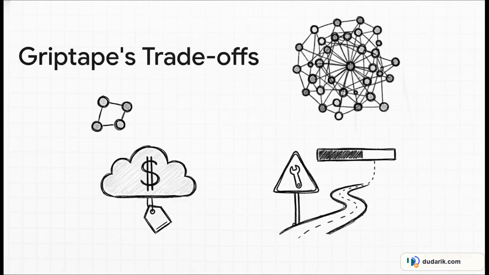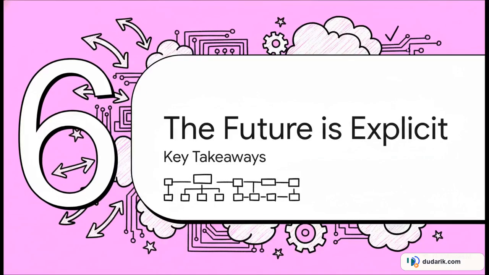Also, it's worth knowing that Griptape Cloud, which is their managed execution platform, is a paid service. And finally, while it handles parallel workflows well at a high level, more advanced async operations within tasks are still a work in progress. All right, let's bring it all home. Section 6, the future is explicit. We'll recap the most important takeaways and look at what this all means moving forward.